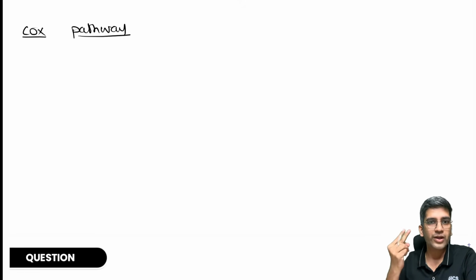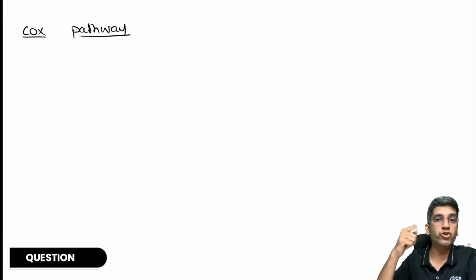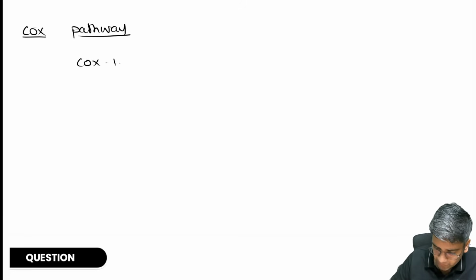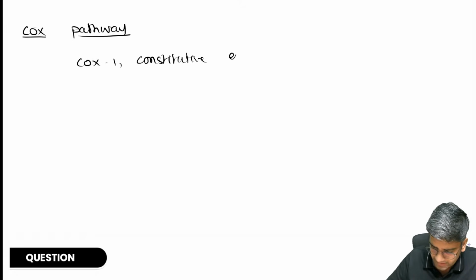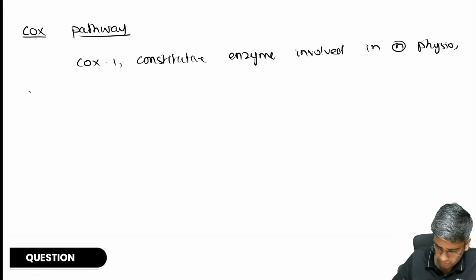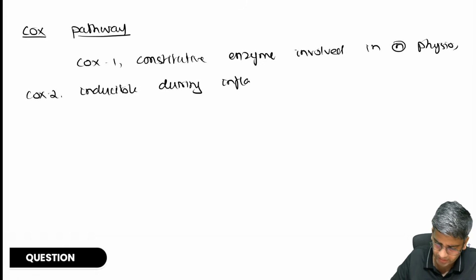Here we have two COX. That's a very important thing, right? I have a constitutive enzyme and I have an inducible enzyme, right? Cyclooxygenase has COX1, which is a constitutive enzyme involved in the normal physiology, and also has COX2, which is an inducible COX during inflammation. COX is the cyclooxygenase, right? So then we'll take it from there.